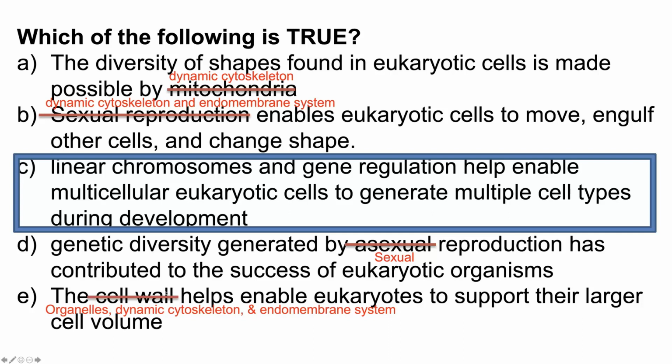The cell wall helps enable eukaryotes to support their larger cell volume? No. Organelles, a dynamic cytoskeleton, and an endomembrane system are moving nutrients around within the cell so they can get to all the parts of the cell they need to, and moving waste out of the cell so it can diffuse out before it becomes too toxic. These help these larger cells, with a lower surface area to volume ratio, exchange nutrients and waste with the environment.